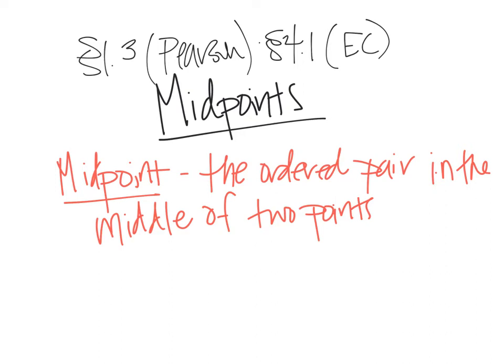Okay, today we're going to talk about midpoints. The first thing you need to know is the definition of a midpoint, and that is the ordered pair in the middle of 2 points. So if we have a point here, say this is (0, 1), and we have a point over here, and this is (2, 3), then our midpoint is the one that is exactly halfway between both, which means that it creates 2 congruent line segments.